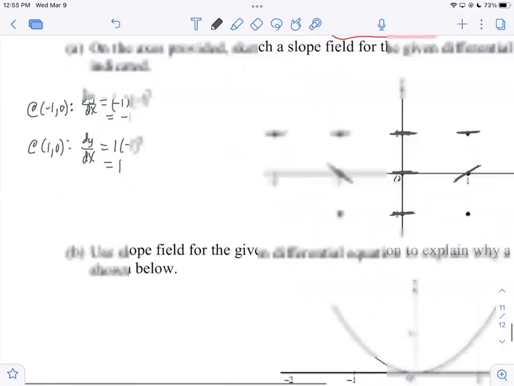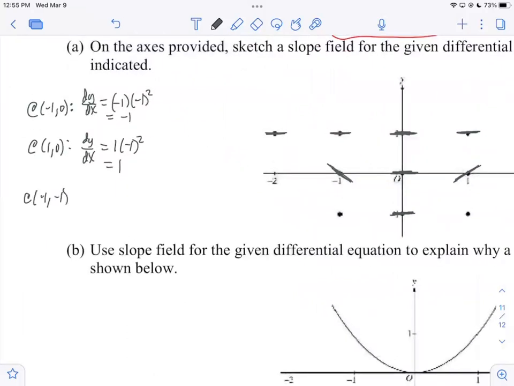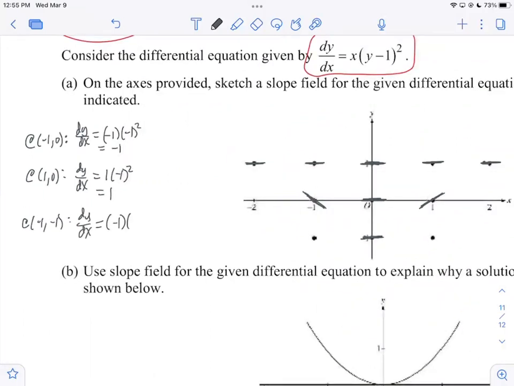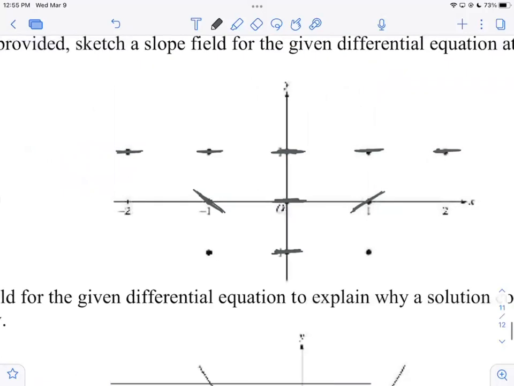All right. And then I'm seeing some symmetry here again. So how about (-1, -1)? dy/dx is going to equal -1 times (-1 minus 1) squared. This is -2, and now it's -4. Oh my, how do I do -4? Just make it a little bit more steep. Just make it steeper. How much steeper? Well, that's the last one you have to do. So you have anything between -1 and almost infinity to draw in there, right? Anything steeper. Now, when you plug in (1, 1), you're going to get +4.